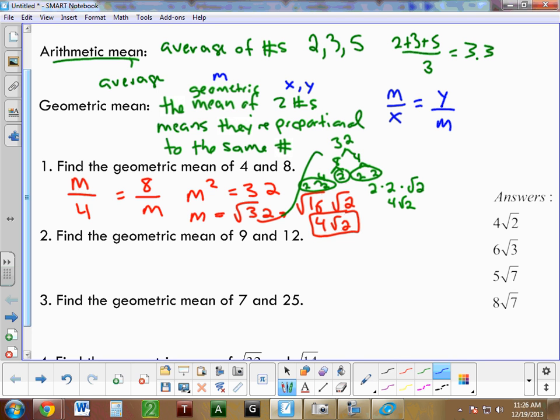So for example, on this next one, if I wanted to find the geometric mean of 9 and 12, it doesn't matter which way you set it up. I could say that 9 over m equals m over 12, and it's the same thing. When you cross multiply, you get m squared equals 9 times 12, which is, well, 10 times 12 is 120, so 9 times 12 would have to be 108, which means m is the square root of 108.